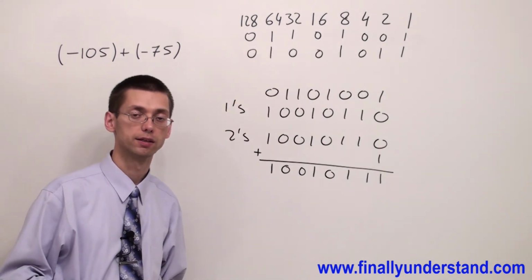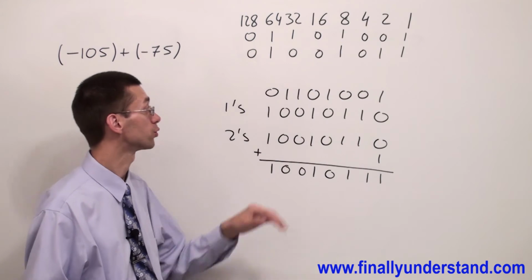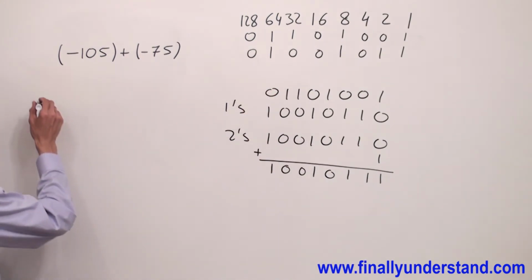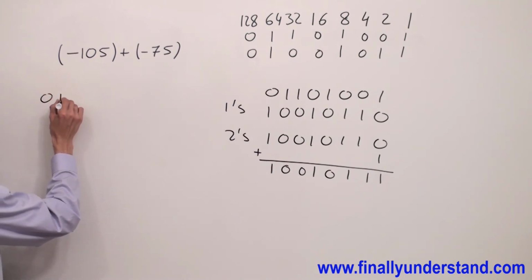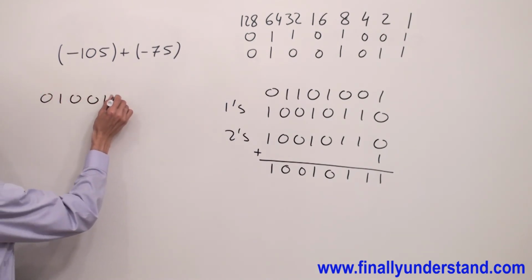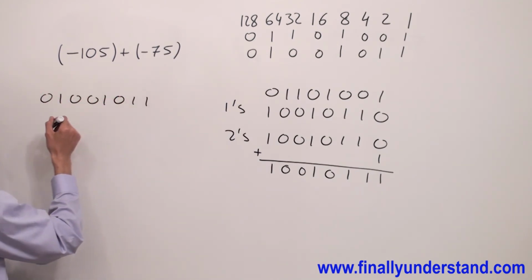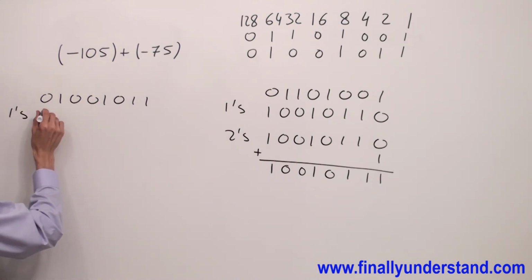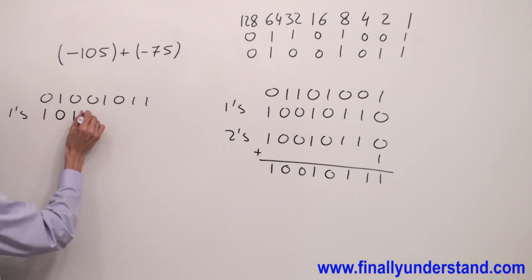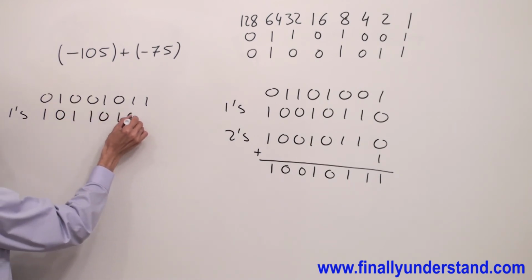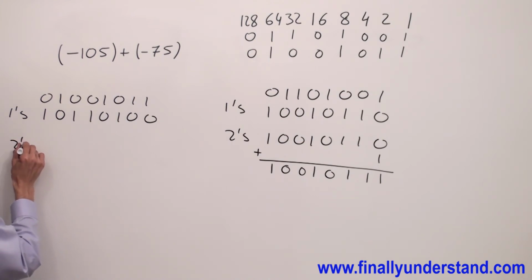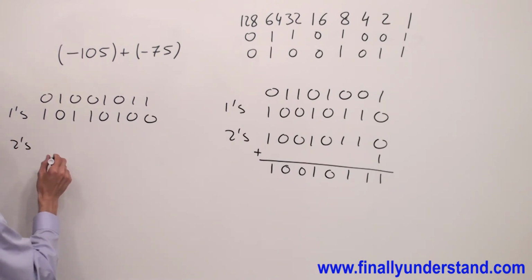In order to find negative 75, I'm supposed to find the 2's complement of it. So this is 0, 1, 0, 0, 1, 0, 1, 1. I copied that down. And I'm supposed to find the 1's complement first. I have 1, 0, 1, 1, 0, 1, 0, 0. And in order to find the 2's complement, I'm supposed to add 1 to the 1's complement.